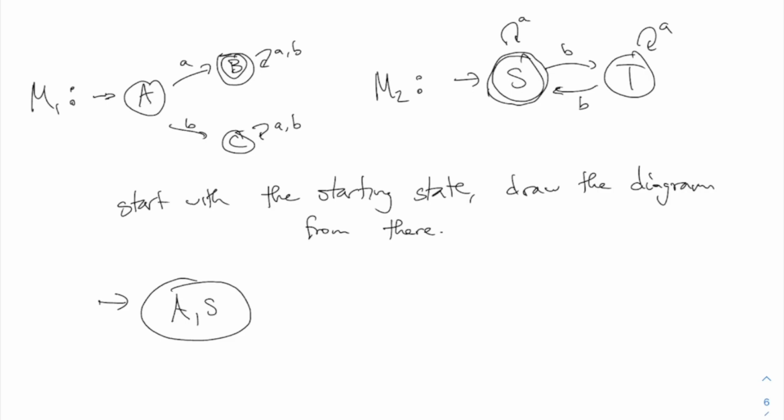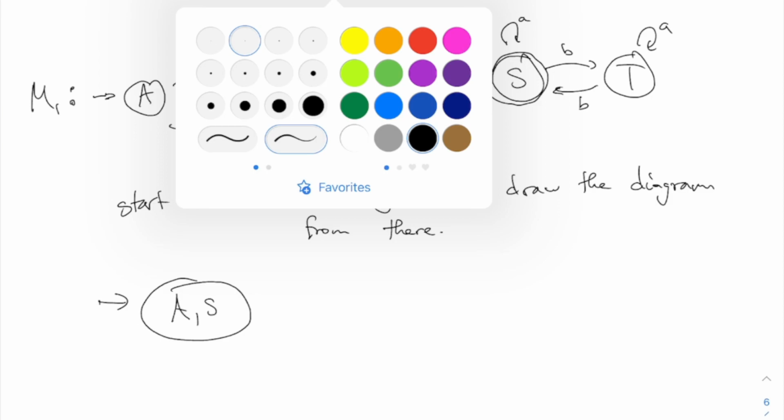B and T, she says. You will look at, where does the A go when you do A? It goes to B, so it's going to be B. And where does the S go when you do A? I think back to S. Yeah, so actually it goes to BS. All right? AS goes to BS.